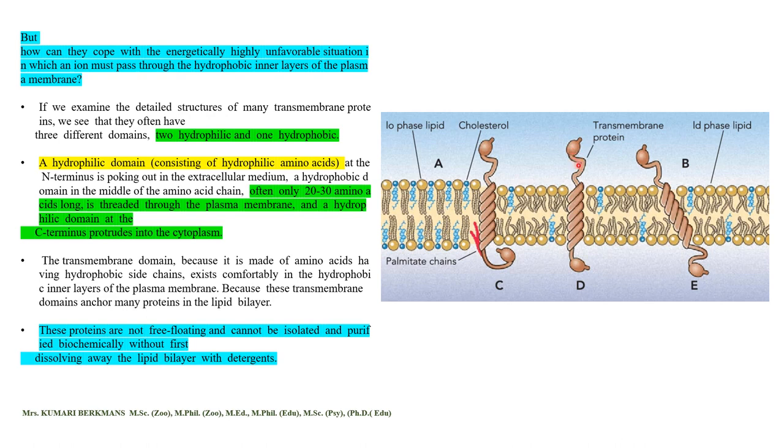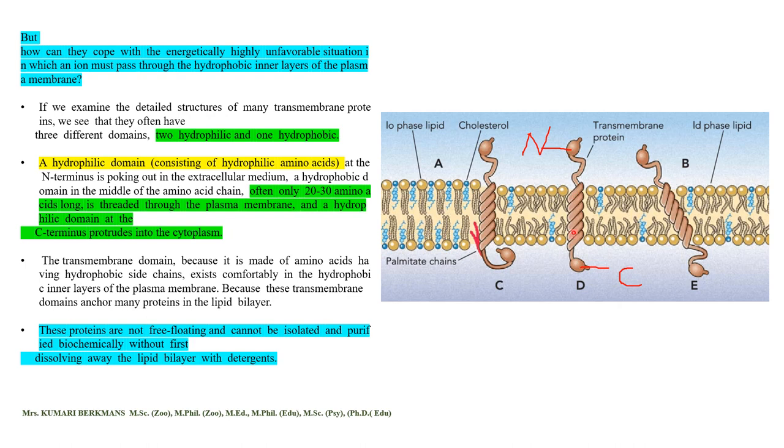A hydrophobic domain in the middle of the amino acid chain, often only 20 to 30 amino acids long, is threaded through the plasma membrane. And a hydrophilic domain at the C terminus protrudes into the cytoplasm. See, this is the C terminus, and this is what we call the N terminus. The C terminus protrudes into the cytoplasm, and the N terminus is outside, protruding into the extracellular medium.